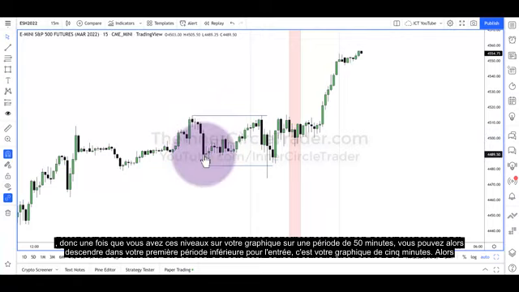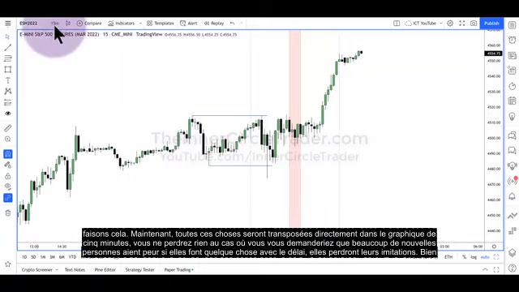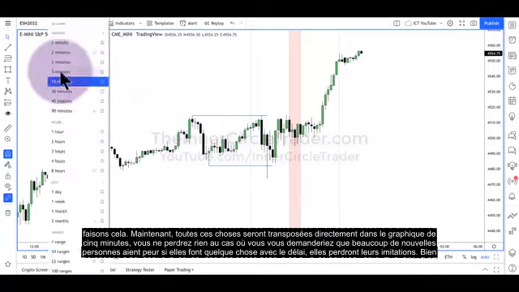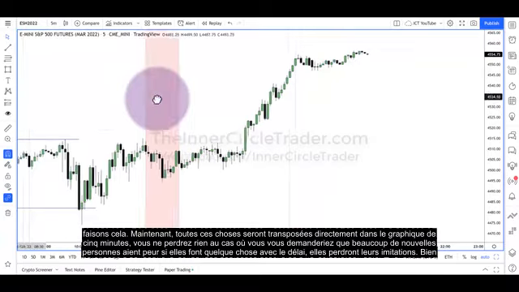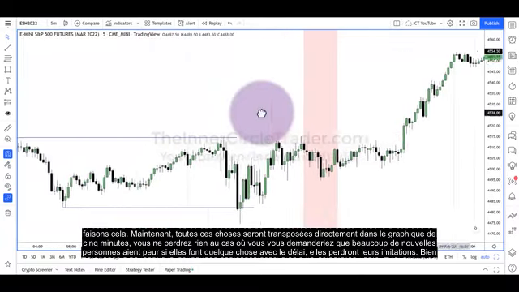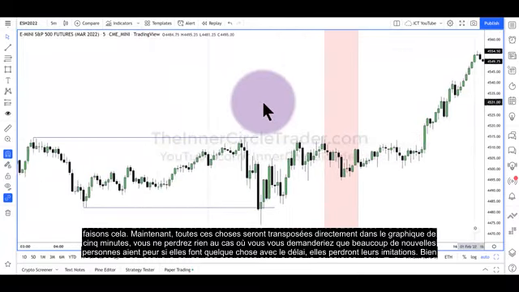Then you can drop down into your first lower time frame for entry. That's your 5-minute chart. So let's do that now. All these things will be transposed right to the 5-minute chart. You won't lose anything, in case you're wondering. I know a lot of new people are afraid if they do something with the time frame, they'll lose their annotations.